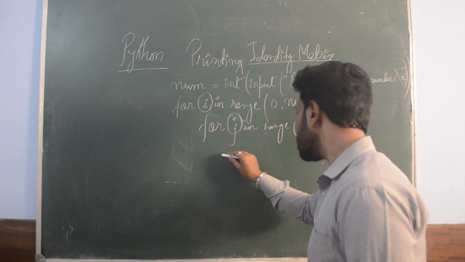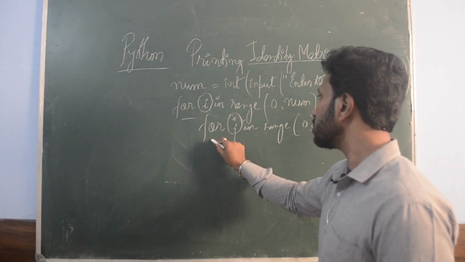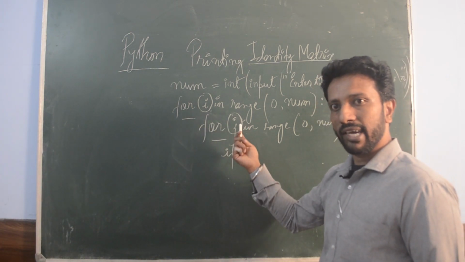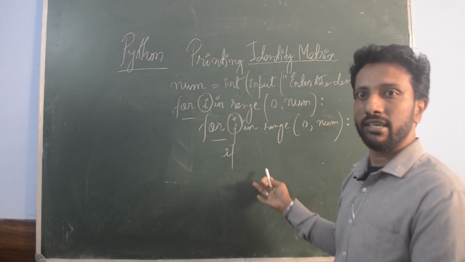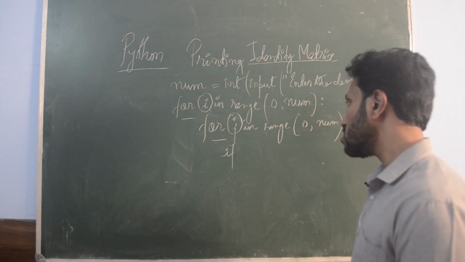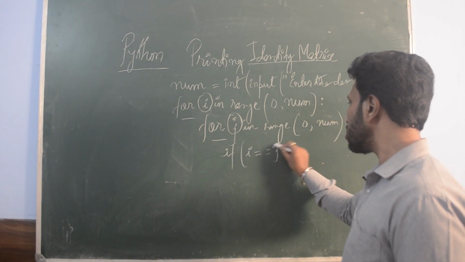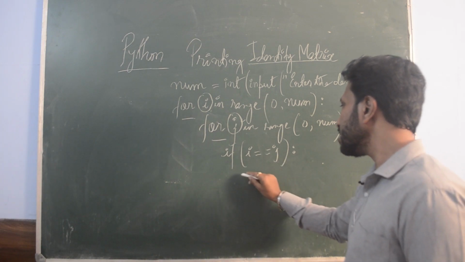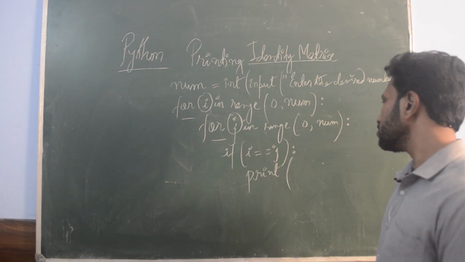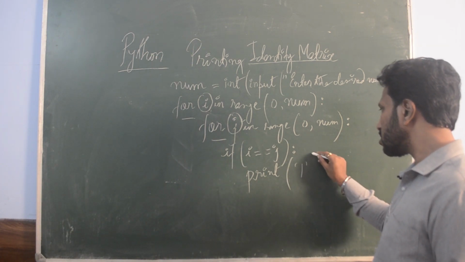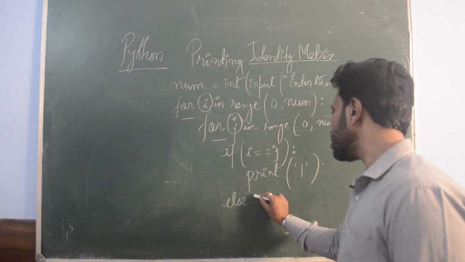So if, and you have to be careful of the indentation. So in the board it is not okay, but while we write the program in our editor, it will be automatically indented. So you need not worry about that. If i equal j, then I will print 1, and else I will print 0.